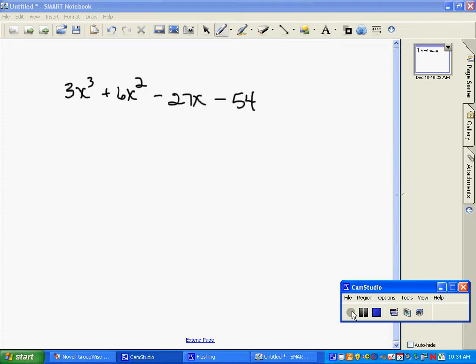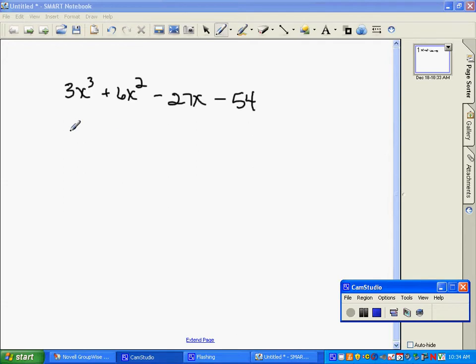I said in our very first video that the very first step in factoring is to pull out a common term. In this problem, when we look across, we do not see variables in every term. We do, however, see that the number 3 is the largest number that will go into all of those numbers there. So that is the number that we will pull out.